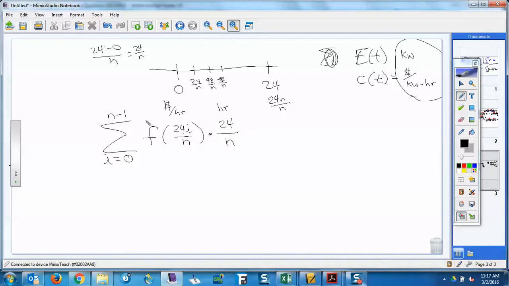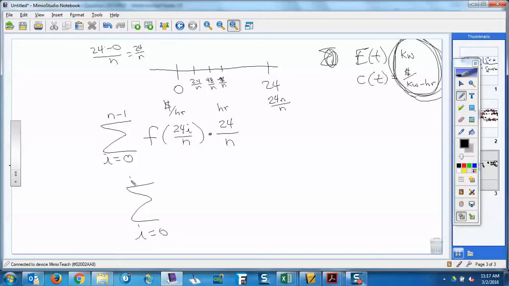So how could we get a function that would be dollars per hour out of these two here? How can we get dollars per hour out of these two right here? Can we just multiply? Kilowatts would cancel. So what I'm going to do then for my answer is I'm just going to replace.